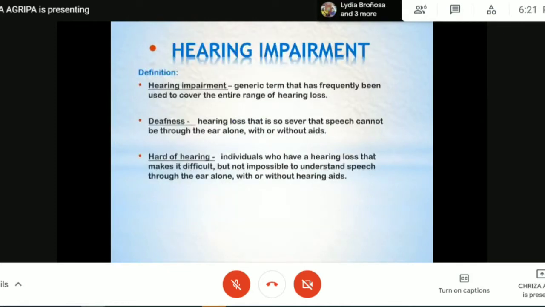Second is the hearing impairment. The definition: hearing impairment is a generic term that has frequently been used to cover the entire range of hearing loss. Deafness is hearing loss that is so severe that speech cannot be understood through the ear alone, with or without aids. Hard of hearing refers to individuals who have a hearing loss that makes it difficult but not impossible to understand speech through the ear alone, with or without hearing aids.